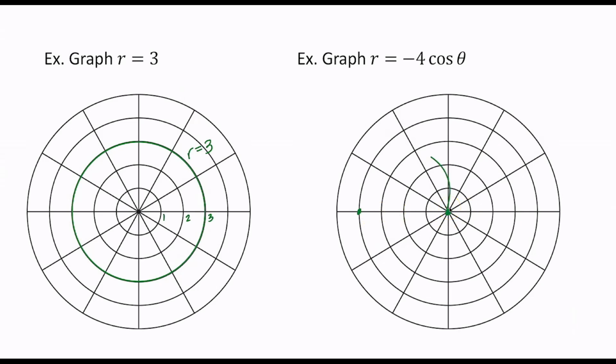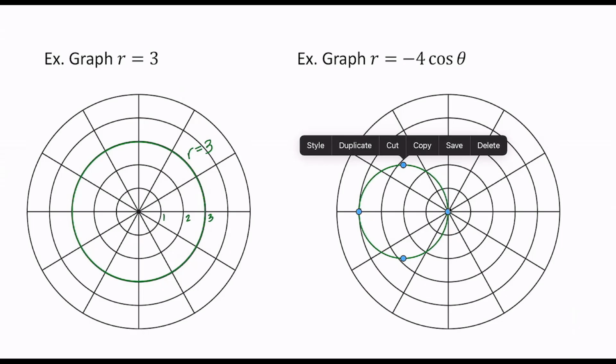So now I'm going to go ahead and create a circle. I know I'm sort of cheating here because I'm using an iPad to create my circle with the diameter of 4 that is shifted to the left along the x-axis.